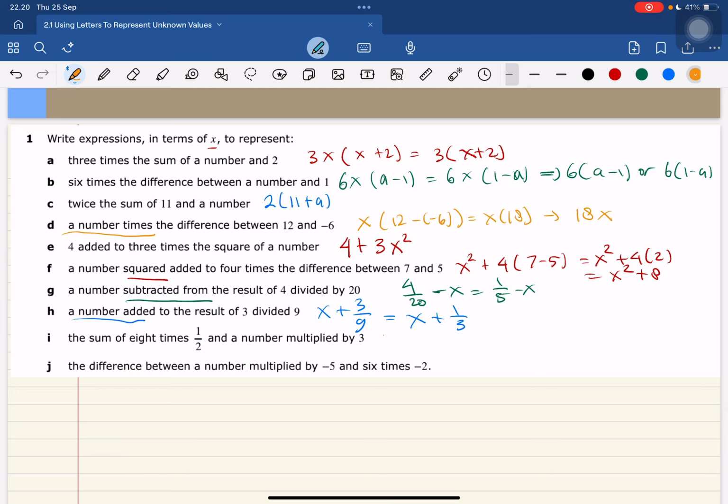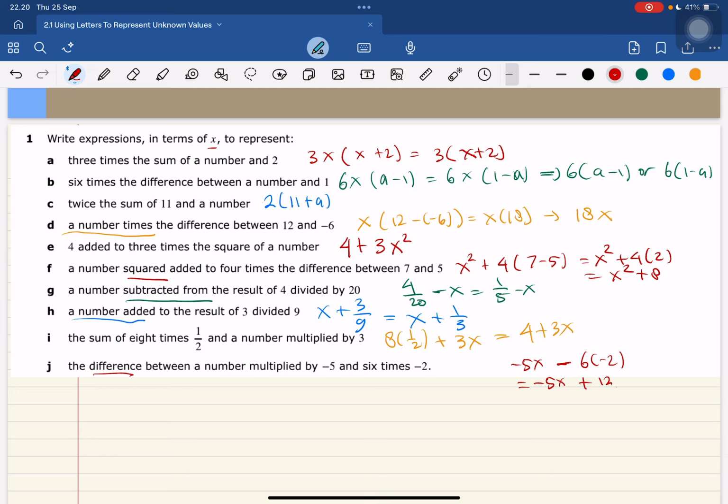Next, the sum. So addition, the sum of 8 times 1 over 2 and a number multiplied by 3, so 3x. So we can write it as 4 plus 3x. The difference, so the difference is minus, between a number multiplied by minus 5, so it's minus 5x, and then 6 times minus 2, or we can write it as minus 5x plus 12.